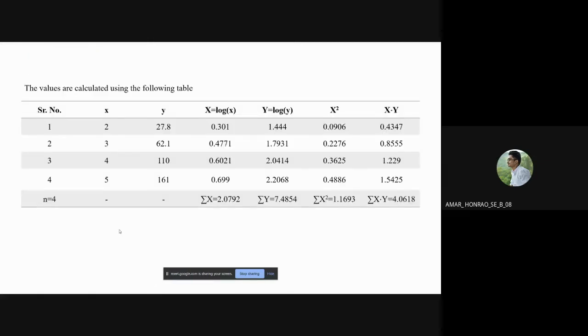Next slide please. Now this is a table to calculate our summation of X and summation of Y. The capital X is equal to log x and capital Y is equal to log y. By using the calculator, we are finding the values. Summation of X equals 2.0792, summation of Y equals 7.48, summation of X squared equals 1.1690, and n equals 4, and summation of X into Y equals 4.0618. Next slide please.